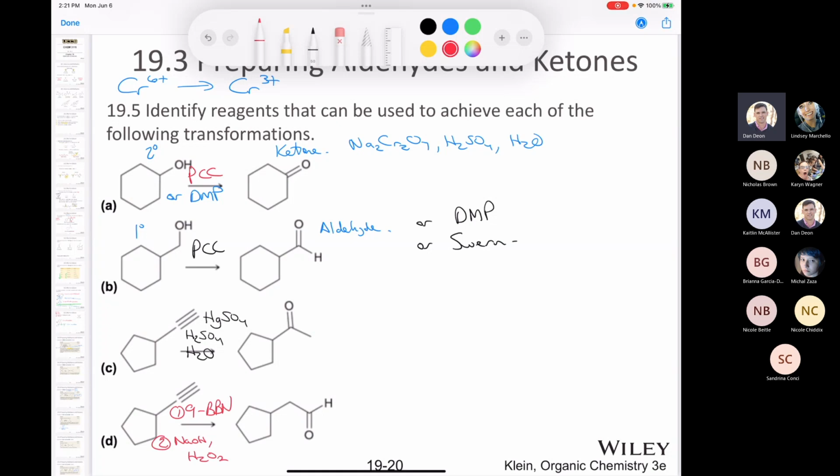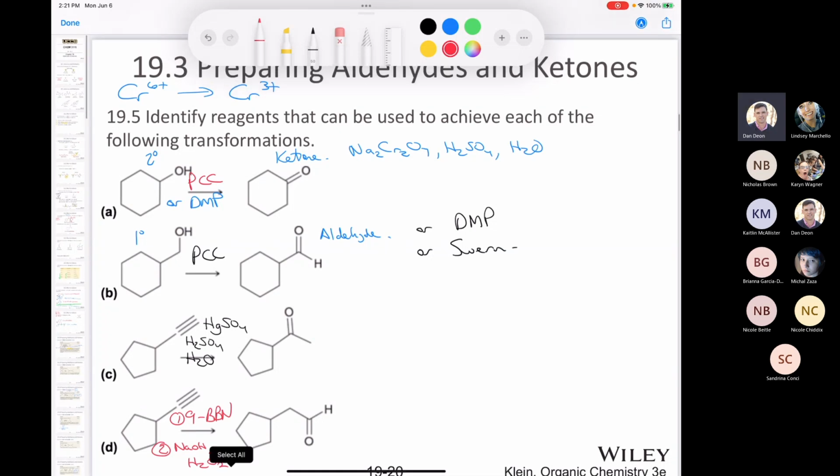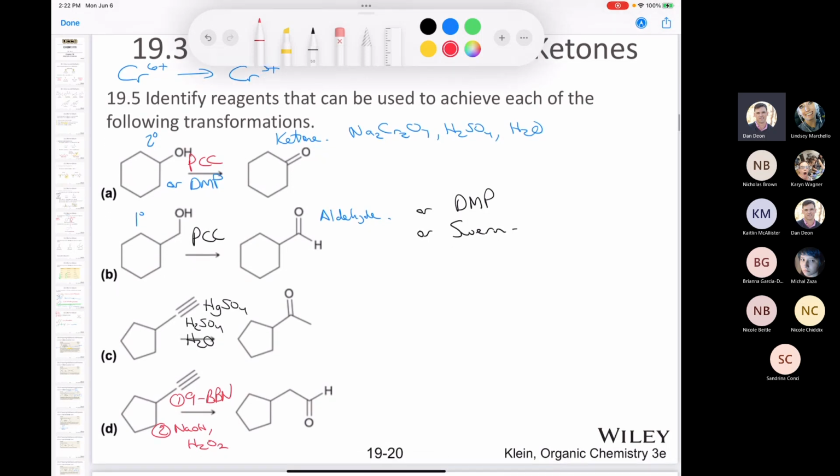So what's kind of cool about stepping into chapter 19, which is a long chapter, is at least you know a bunch of ways to make an aldehyde or a ketone already. So that's not new. You get a whole bunch of cool ways to do that.